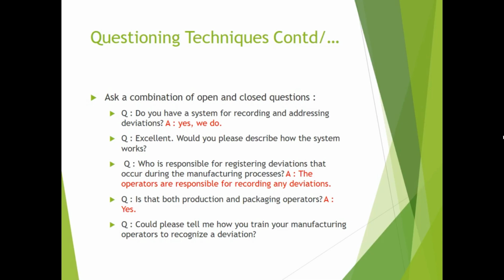So the optimum approach would be to ask a combination of both open and closed questions. Some examples that I have here: do you have a system for recording and addressing deviations? Answer would be yes, we do. Oh, excellent. Would you please describe how this system works? So that's an open question. Who is responsible for registering deviations that occur during the manufacturing process? The operators are responsible for recording any deviations. Is that both production and packaging operators? Yes, it is. Please tell me how you train your manufacturing operators to recognize a deviation. So that's a combination of both. It opens up good dialogue and it'll highlight if there's any errors or any systems that need further probing in the area by the auditor.